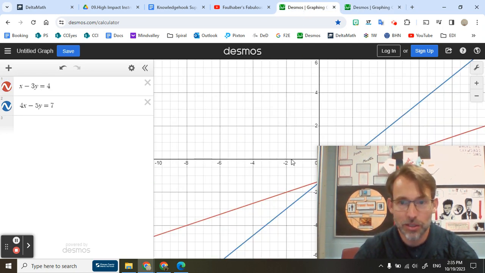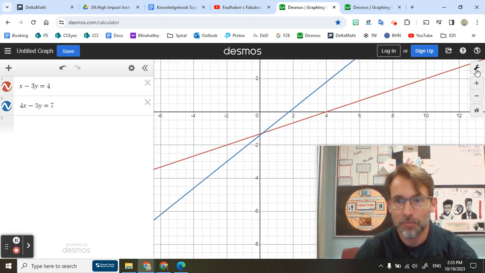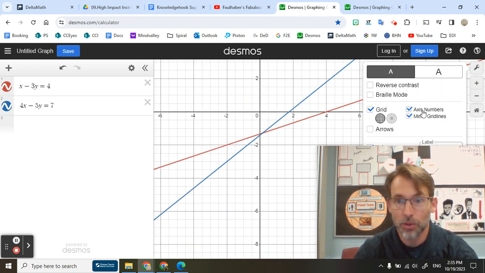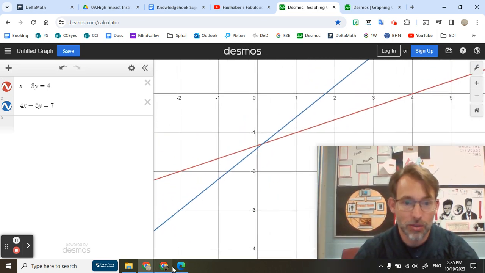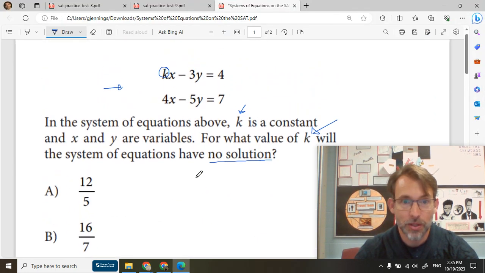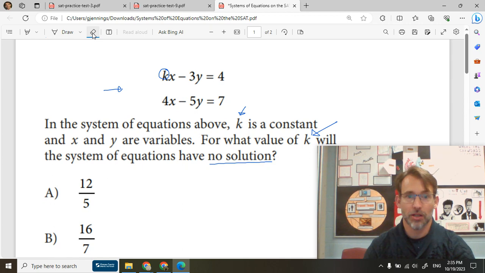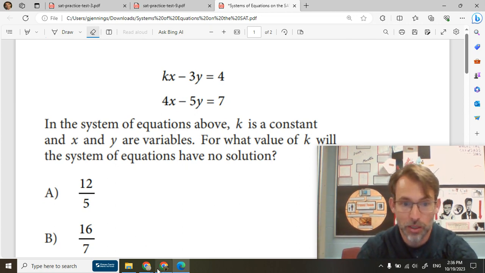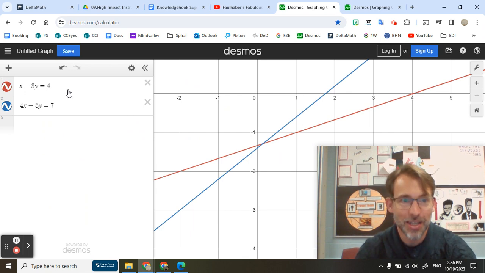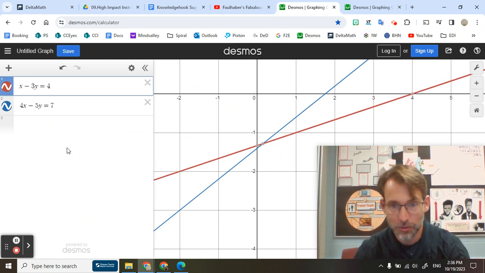So now we're going to go back to our other example. And so let's take a look in here. And we're looking now back at the original question. So now we have another system of equations here. kx minus 3y equals 4, and 4x minus 5y equals 7. Okay? And we want to find this value of k that will not allow the system to have a solution. So here's a really cool thing we can do in Desmos. Let's take a look. So in Desmos here, I can put in, so you see right now, if k is 1, then this system will have a solution, right?